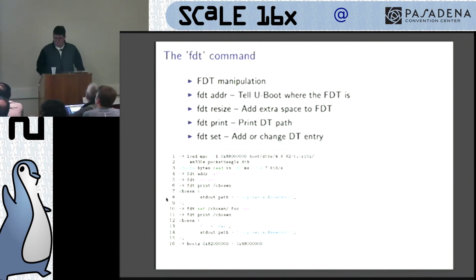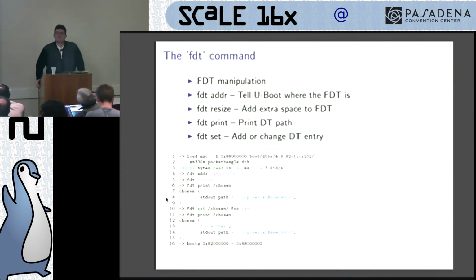Now, speaking of device tree, U-Boot is able to also manipulate the device tree using the fdt command. So when you load the device tree from your storage into the RAM, you can say fdt addr pointed to that address of the FDT in RAM, and then you can modify the FDT in RAM.